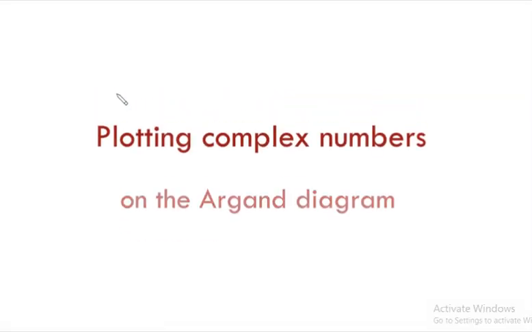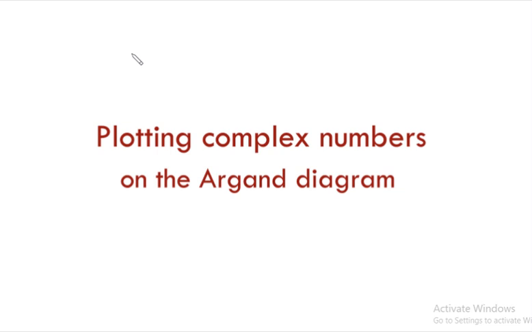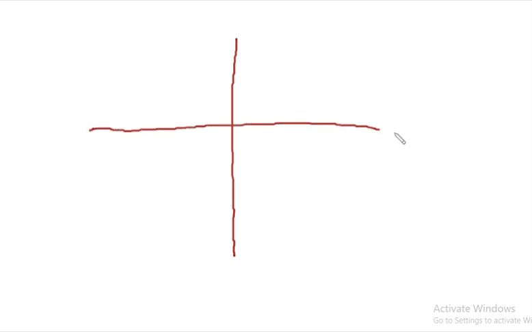We'll talk about plotting complex numbers on the Argand diagram. Before plotting complex numbers on the Argand diagram, you should understand how to draw the Argand diagram. The Argand diagram consists of what we call the imaginary axis and the real axis. This axis is labeled as Re(Z). This is where real numbers are attached.